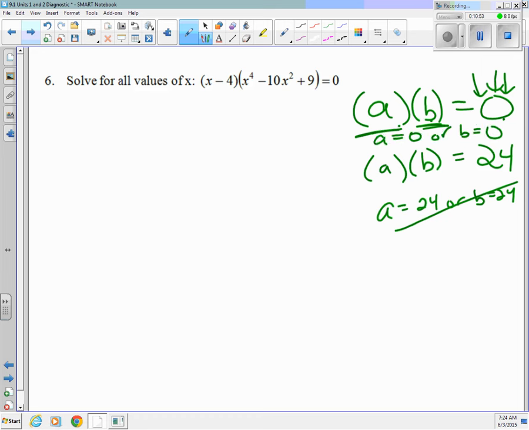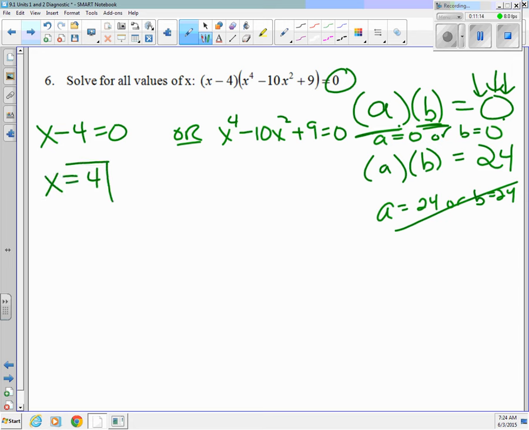Because if I have two numbers that are not 0 and I multiply them, I get something that's not 0. This is a unique property of the number 0. So what I can do with this is I can split this into two possibilities. I can say, well, x minus 4 is equal to 0, or x to the 4th minus 10x squared plus 9 equals 0. So the first equation is easy to solve. I got x equals 4.